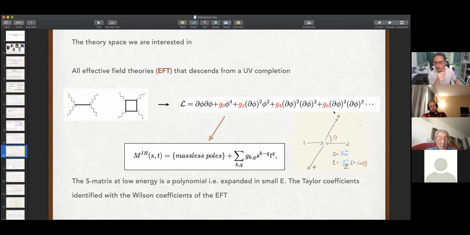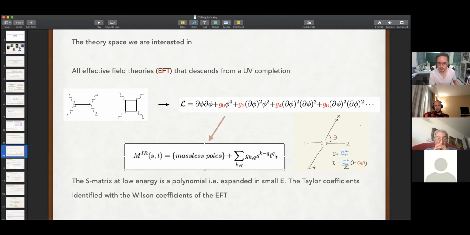Or you can even forget about these Wilson coefficients. We're going to define the EFT in terms of these g_{k,q}. So I'm going to use k and q here, and they have physical meaning. k is the total degree in the Mandelstam variables, so k is counting the derivatives. Higher k means higher derivative operators. q is the dependence on t. In the center of mass frame, t is related to the scattering angle. So we can say that higher powers in t are essentially sensitive to the higher spin contributions if, for example, you do a partial wave expansion.